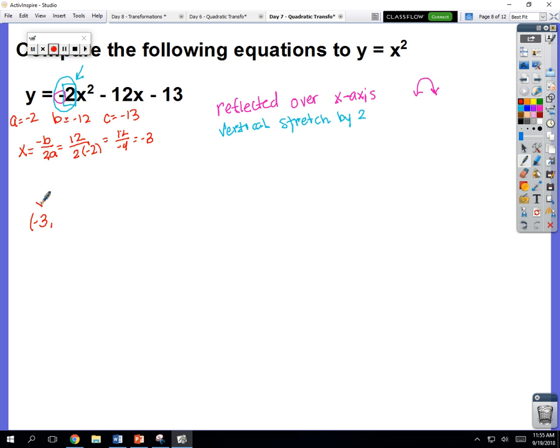And if you remember how to find the y value, you just plug in negative 3 for x. So I would get negative 2 times negative 3 squared minus 12 times negative 3 minus 13. When I type all that in my calculator or go about solving it, I should get a positive 5.